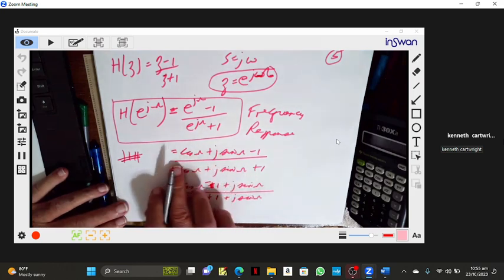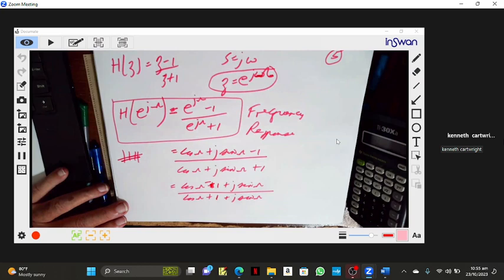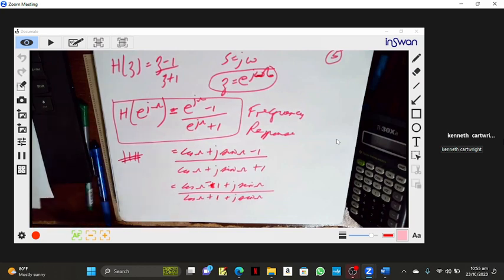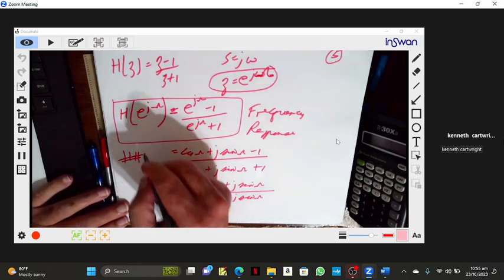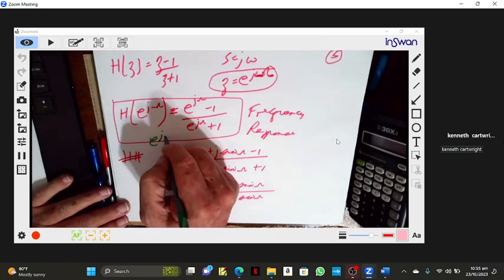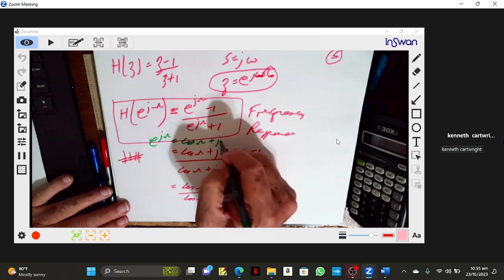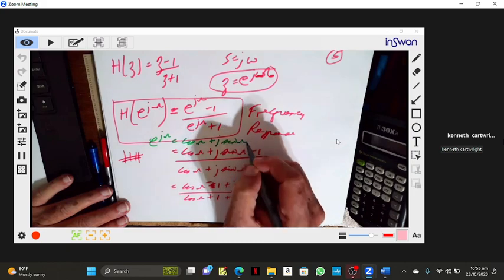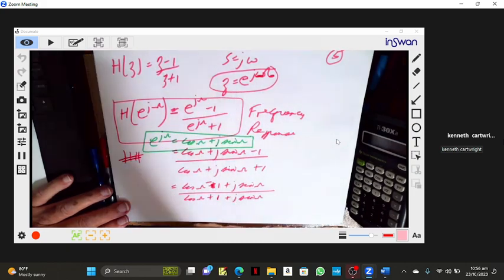And by the way, this identity, e to the j omega, I teach that in 120. I realize not all of you had me for 120. But this is an identity you need to know. You're going to need to know that from now on.